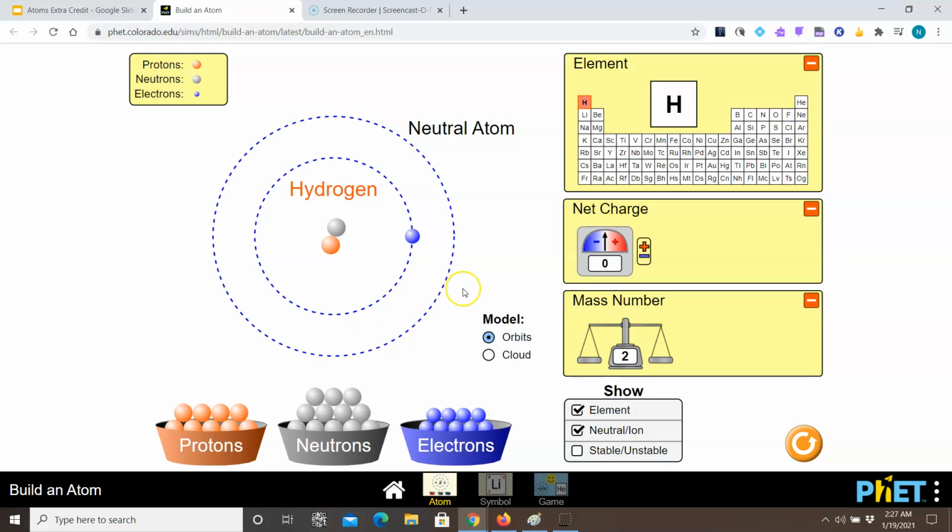Now what you're going to do is change one thing at a time. So let's say we want to change the protons. Let's add 3 protons here. 1, 2, take a look on the side at what's happening. 3. As I added the 3 protons, what has changed? Did the element change? Did the net charge change? Did the mass number change?